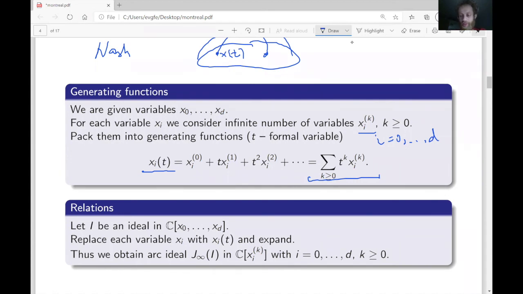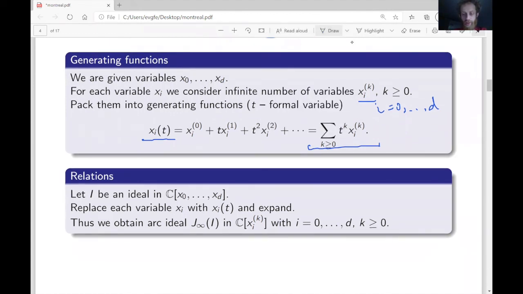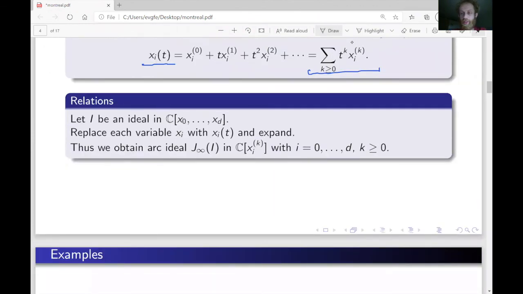And now what do we want to consider? So let's do the following. We consider the ideal. Now, of course, we're going to be interested in the ideal I_d introduced above. But let's first start with an arbitrary ideal I in the polynomial ring in infinite number of variables. And let us replace each variable xi with a generating function xi(t). And then we expand. So what's happening?